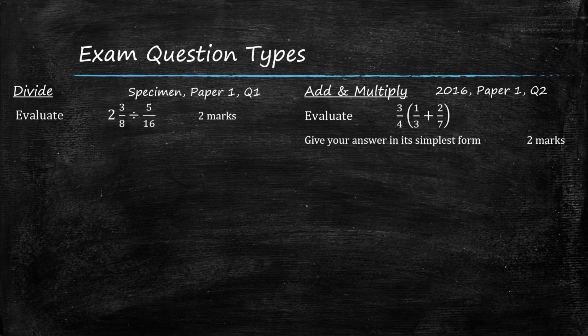Our next example is actually from a specimen paper, paper 1, non-calculator paper, question 1. Evaluate 2 3/8 divided by 5/16, and this is for 2 marks. So this is a fraction division question.